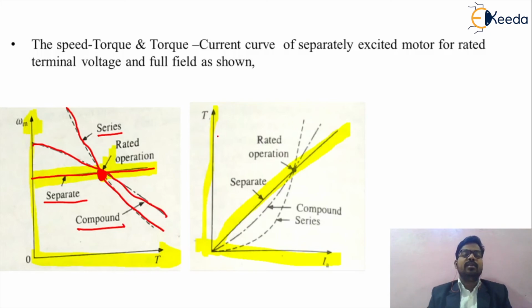Okay. And similarly, while we are drawing the torque and armature current characteristics, this is the straight line which will be shown by the separately excited or the shunt motor. This will be the torque and armature characteristics of your series motor. So from the shunt and series, we are getting the combined effect for your compound motor, and for the compound motor, we are getting the value of the rated operation of your drive. So friends, this will be the torque speed characteristics and the torque armature current characteristics of your DC drive.